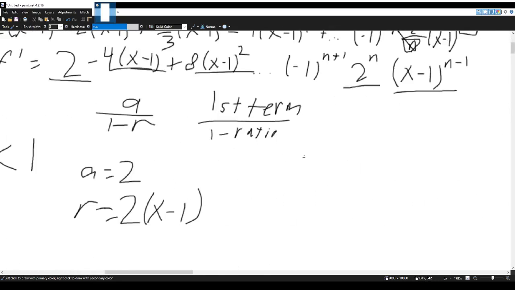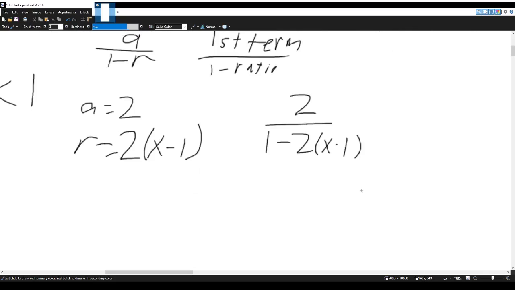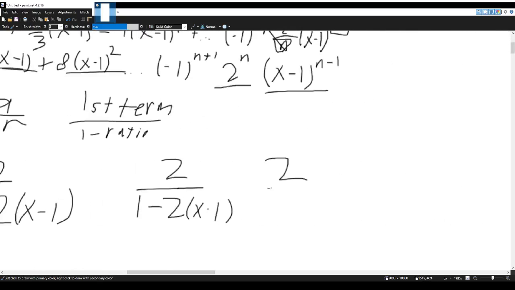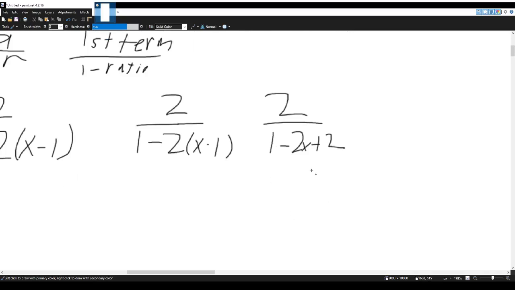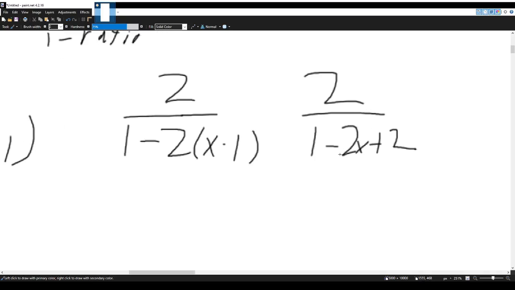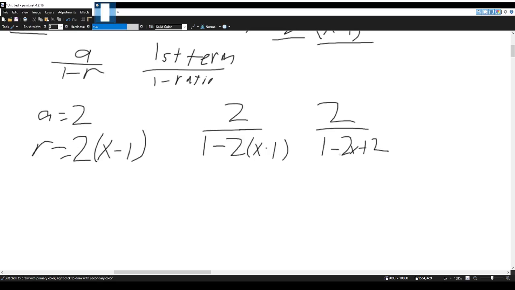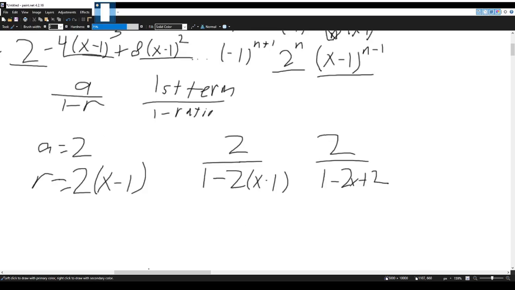So this is 2 over 1 minus 2(x minus 1). I'm going to simplify this a little bit to be 2 over 1 minus 2x plus 2, right? Yeah, I think so. It feels wrong. Hold on. Let me check the answer key. This is very important. You gotta make sure what you're doing is correct.